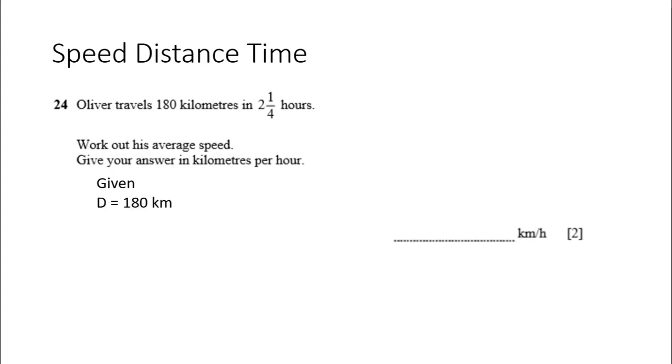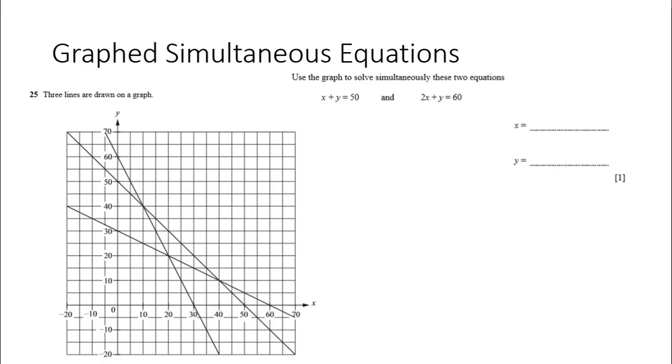Given that we know the distance is 180 kilometers and the time in hours is 2.25 hours, we want to keep it like this. We don't want to convert it to hours and minutes because we want our answer in kilometers per hour. So speed is distance divided by time. That's 180 divided by 2.25, which is exactly 80 kilometers per hour. Not as difficult as you might have thought, 80 kilometers per hour.